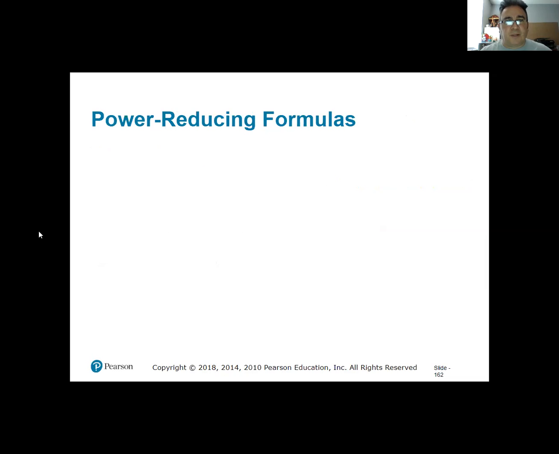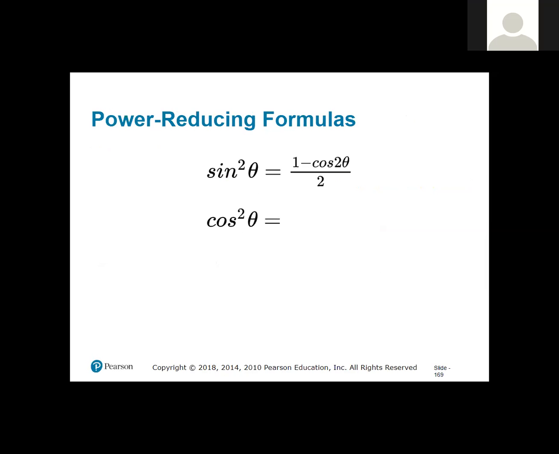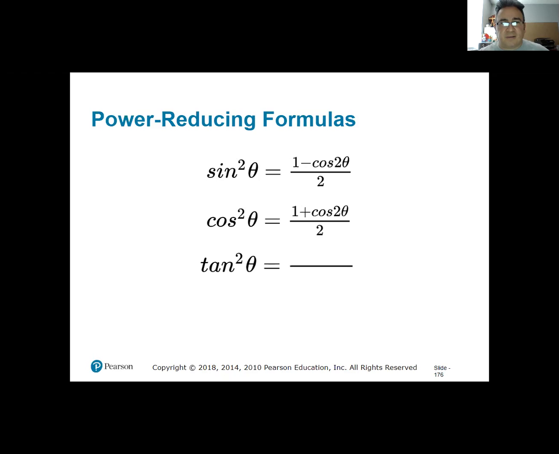Power reducing formulas. What are the power reducing formulas? Anybody got them written down? Took notes? Sine squared theta is 1 minus cosine of 2 theta over 2. There you go. Good job, Sarah. What is cosine squared theta? 1 plus cosine of 2 theta over 2. Good job. And tangent squared theta? 1 minus cosine of 2 theta over 1 plus cosine of 2 theta.